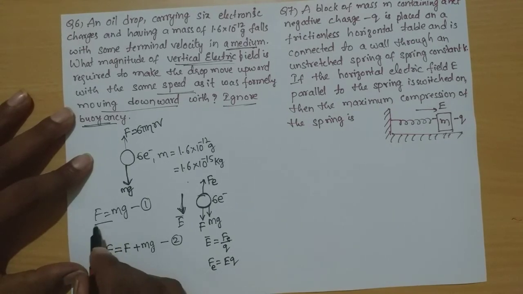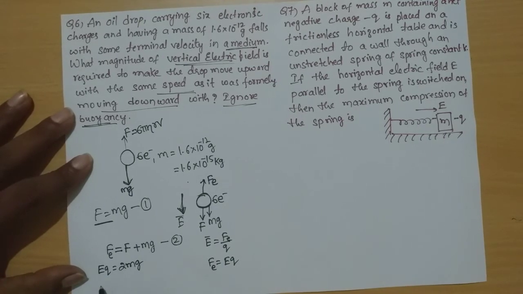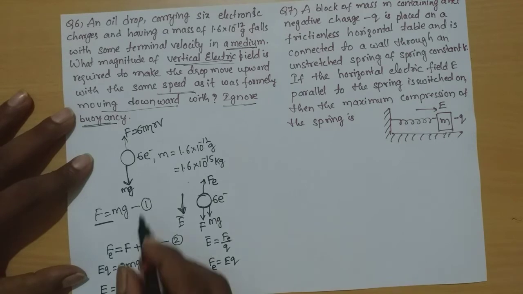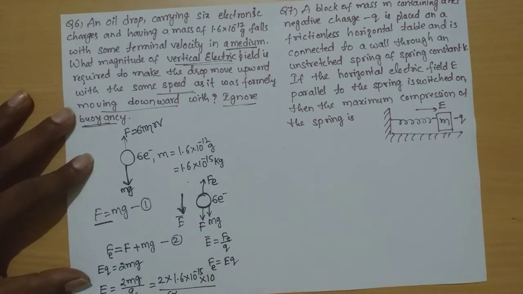From my first equation, F equals mg, so mg plus mg is 2 mg. Now we have to find the magnitude of this electric field. So the magnitude of the electric field E equals 2 mg by Q. Now 2 into the mass of the oil drop, 1.6 into 10 power minus 15, and g value is 10, divided by the Q value. What is the charge? 6 electrons. 6 into the electron charge, 1.6 into 10 power minus 19.